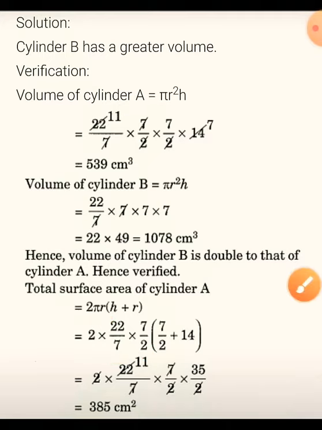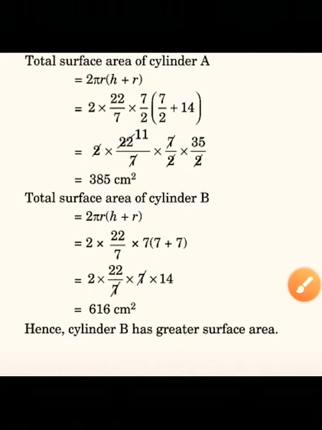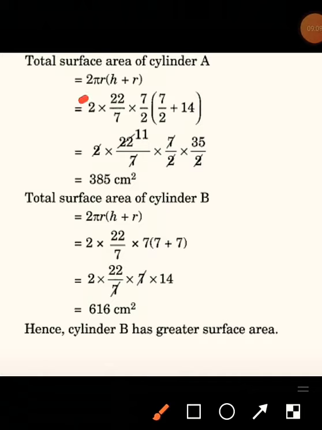Okay, this way we will put in the values. So 2 pi r into bracket h plus r. So 22 upon 7. R means 7/2. Okay, then again h plus r. So this is h plus r.